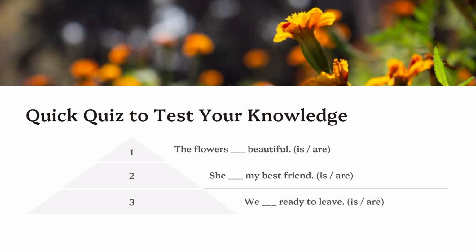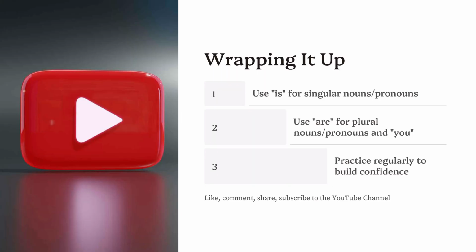Now for the last one, we have, we blank ready to leave, right? We blank ready to leave. So here the subject is we. That's plural, which means we pair it with the verb are. Okay, so the correct sentence here is, we are ready to leave. Now, these are the kinds of sentences that you'll encounter on a regular basis in conversations, emails, and other things. The better you become at recognizing the subject and matching it to the right verb, the smoother your communication will be.